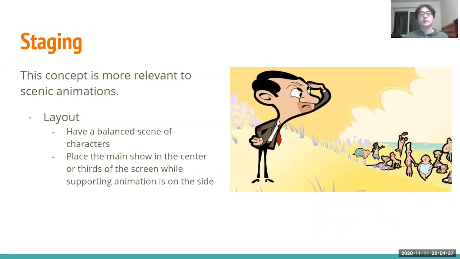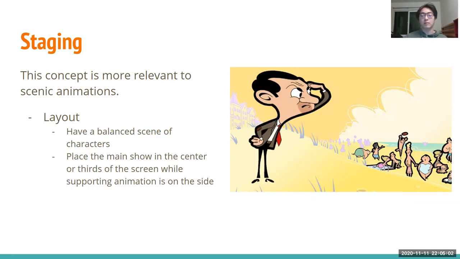Now, the next part is staging. So, staging refers mostly to scenic animations, and this is referring to the layout of your scene. So, it's important to have a balanced scene. For example, we'll take this scene from the TV show Mr. Bean. You can see that the main character, Mr. Bean, is on the left side, and he's extremely big and takes up around a third of the space.